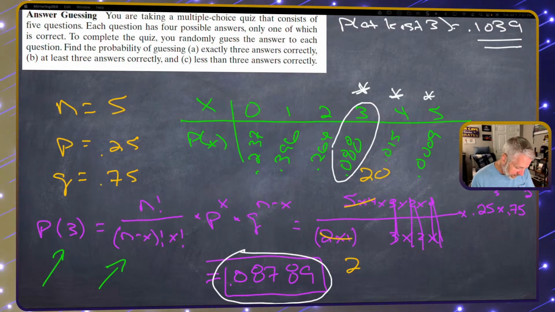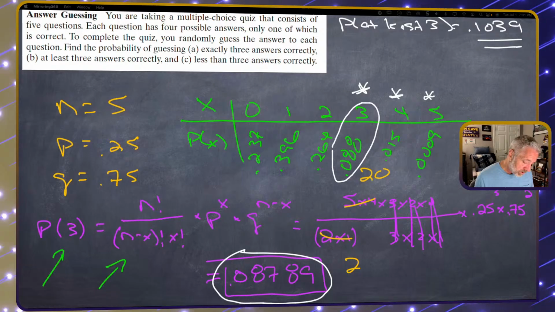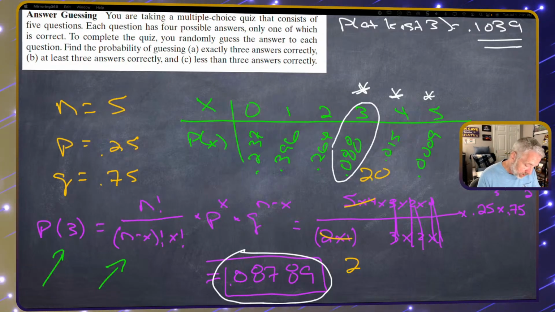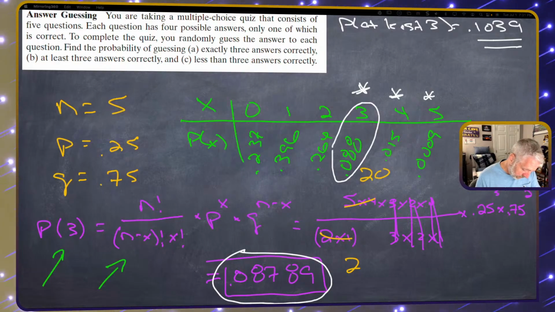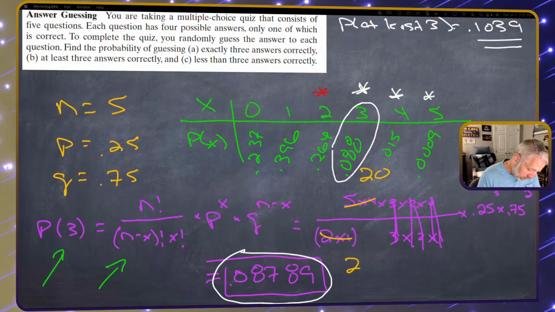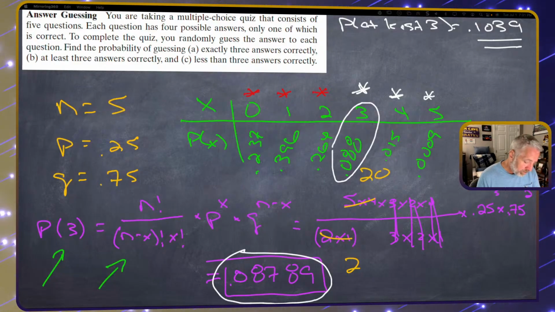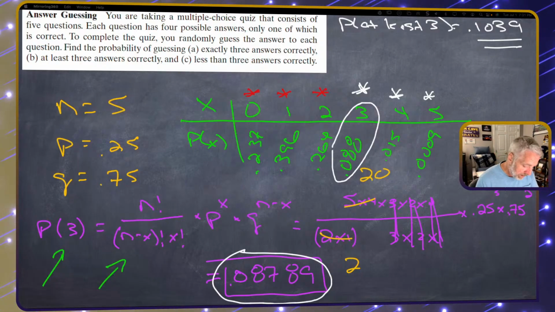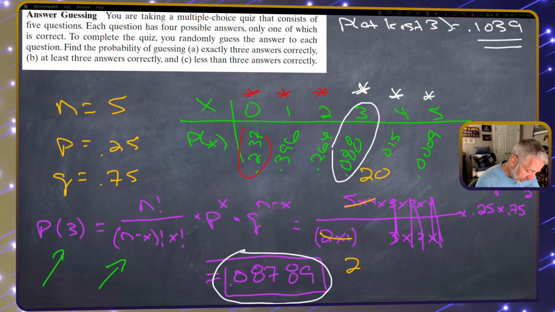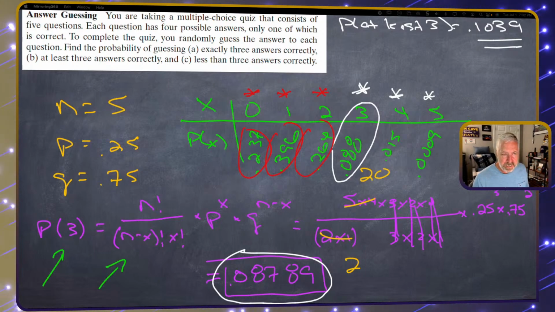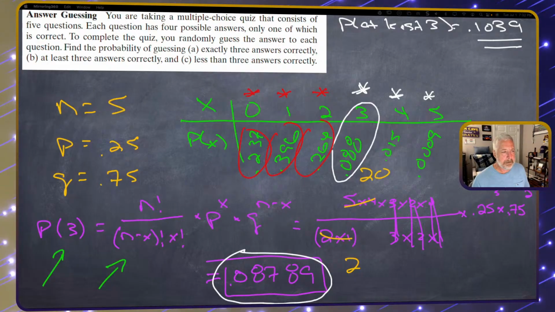And now when you look at C, less than 3 answers correctly, where less than 3 is not inclusive, it's not including 3. So it's just, what color have I not used? Blue, but blue doesn't show up. Let's use red. So you're going to use this one, and this one. So the probability that you get less than 3 answers correctly is this one and this one added together. So I'm just going to leave that. You just add those together, and that's your answer.